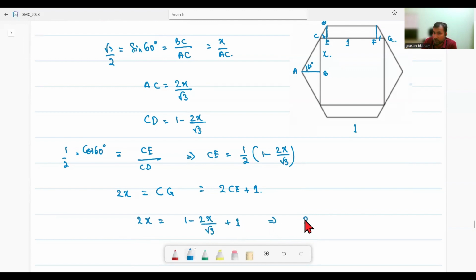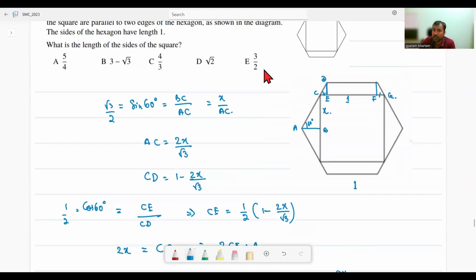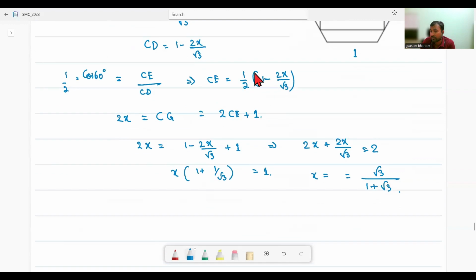And this gives you 2x plus 2x by root 3 equal to 2. We can cancel 2 throughout. We have x times (1 plus 1 by root 3) equal to 1, which gives x equal to root 3 by (1 plus root 3). Okay, this is x. We want 2x. Why? Because we want the length of the side of the square. This is half; we took half of the length. So 2x, or the side of the square, is 2 times root 3 over (1 plus root 3).